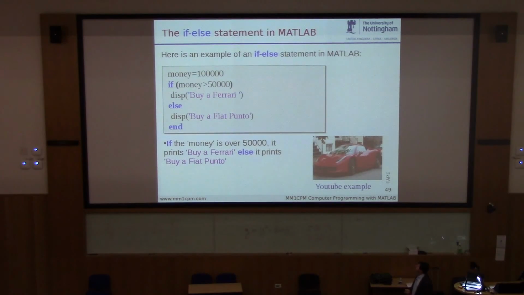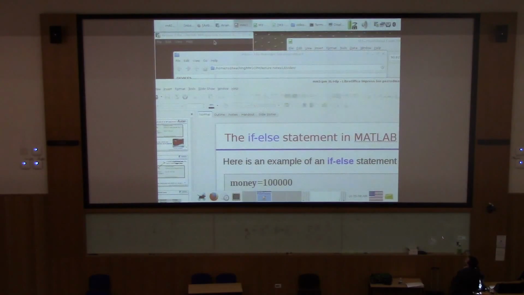So here is an example of an if-else statement in MATLAB. So we've got a variable called money. Now, if money is bigger than £50,000, it's going to go disp, buy a Ferrari. Else, so if this condition is not met, buy a Fiat Punto. End. Okay? So it'll only print buy a Ferrari if you've got more than £50,000 in the bank. So we've already made an investment manager with MATLAB. So let's have a look at this.